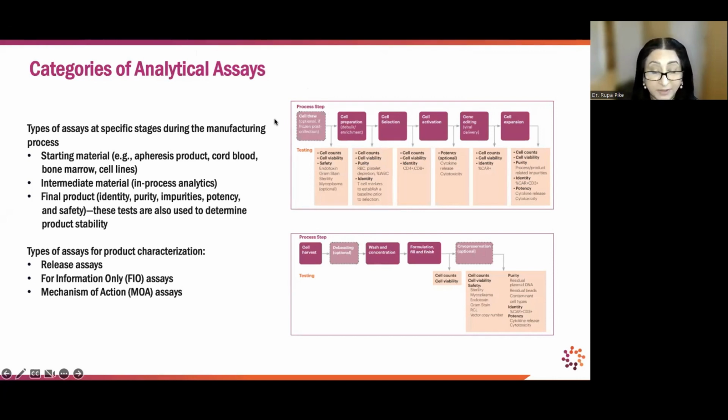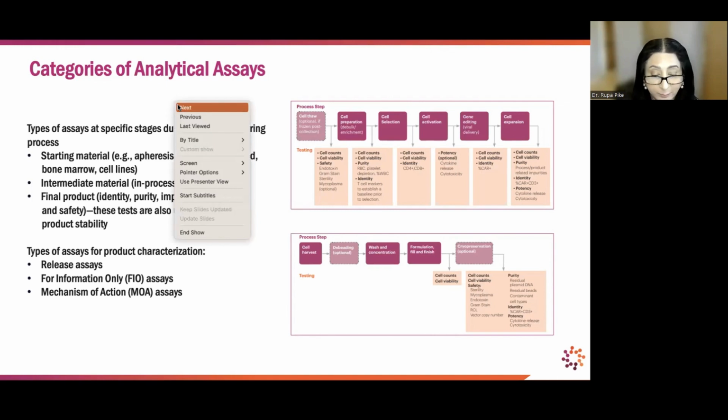Next one is the intermediate material, and for use in process analytics for intermediate materials. For final product, identity, purity, impurity, potency, and safety is critical. And these tests are also used ultimately to determine product stability.